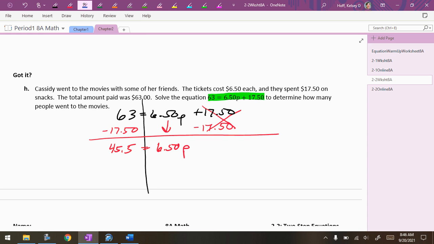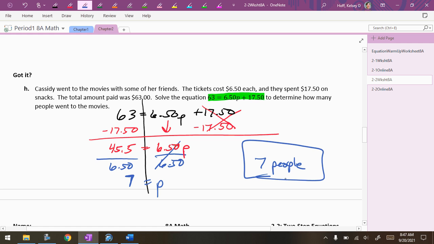Sam, can you tell me what I do next? You have to divide 6.50. Very good. Divide by 6.50 on both sides. Make sure you subtract it over here. I think you added those two. Subtract, and that'll change that top number. When you take 45.5 divided by 6.50, what do you get? 7. How many people went to the movies? 7 people. Make sure you write 7 people off to the side.